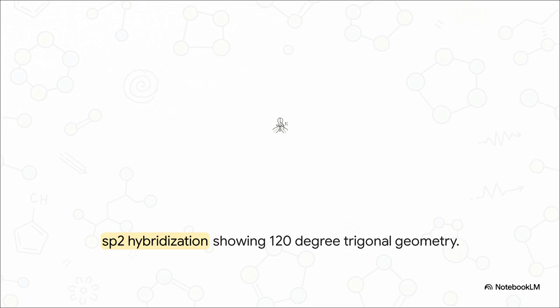When you intermix one spherical s orbital with two dumbbell-shaped p orbitals, they morph into three brand new, identical sp2 hybrid orbitals. And because electrons naturally repel each other, these three push apart as far as geometrically possible, which gives us this perfectly flat trigonal planar shape with exact 120-degree angles.